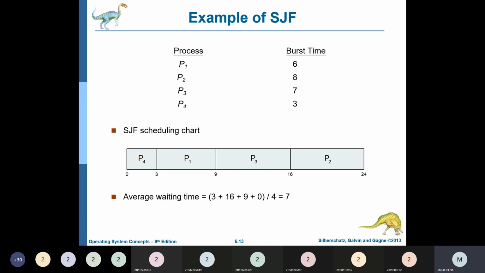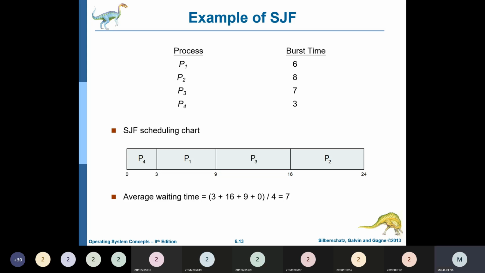Another case: consider the same P1, P2, P3, P4 with the same burst time, and consider it for FCFS. If we do the same with FCFS, it takes about 10.25 milliseconds as the average waiting time. But here we have got just 7 milliseconds. So we can compare which is efficient. Here SJF is efficient.